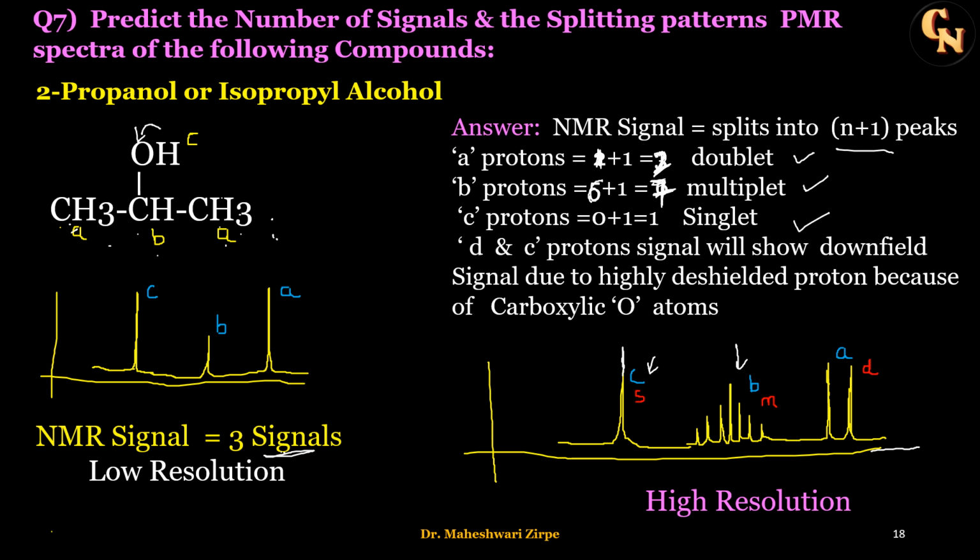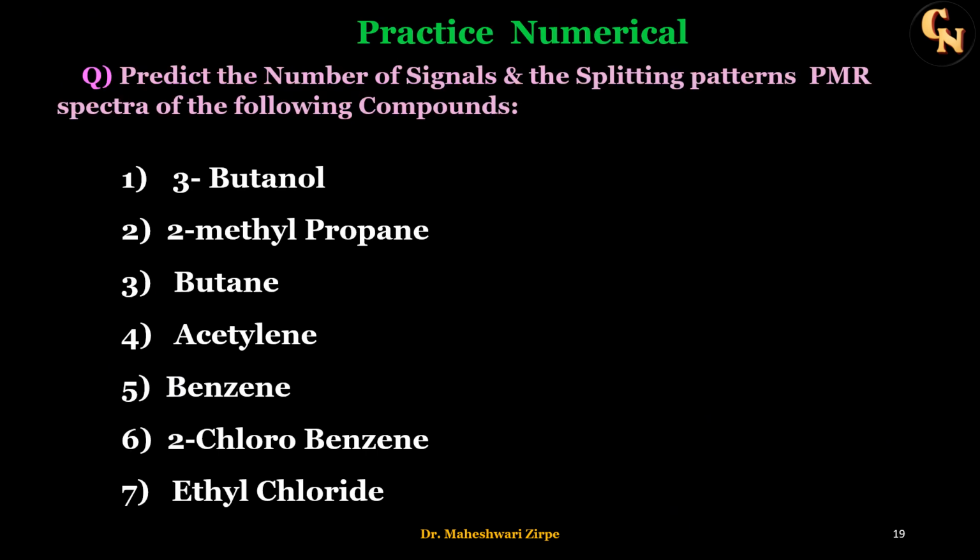So I think I have solved so many numericals based on NMR spectra, all for spin-spin coupling, and how the peaks appear in low resolution and high resolution, which we have studied. Now these are some numericals, or for practice I have given some examples. Take a screenshot of this, or pause the video, and try to solve each and every molecule and find out the NMR splitting in both low resolution as well as high resolution.